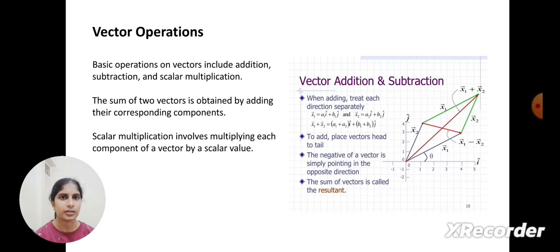Next, vector operations. Basic operations on vectors include addition, subtraction and also scalar multiplication. The sum of two vectors is obtained by adding their corresponding components. Scalar multiplication involves multiplying each component of a vector by a scalar value.